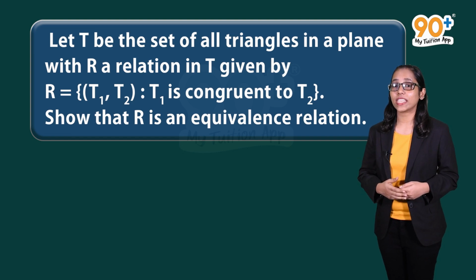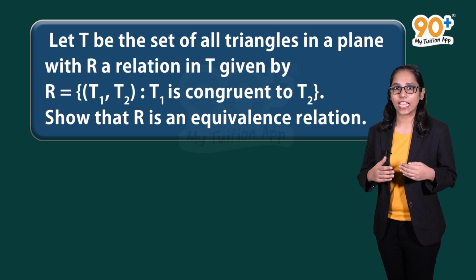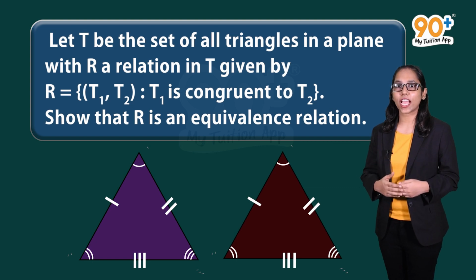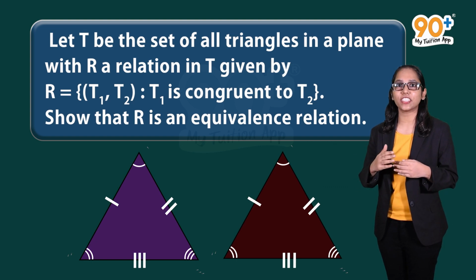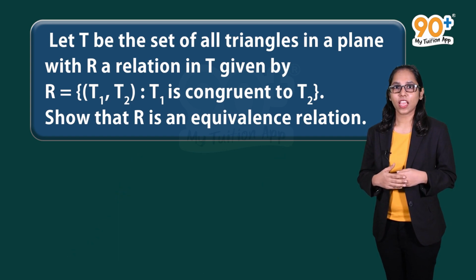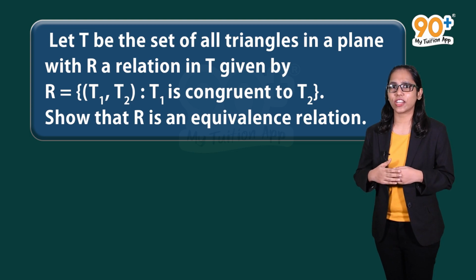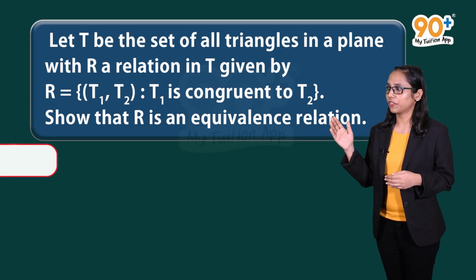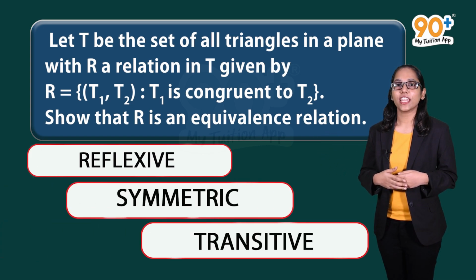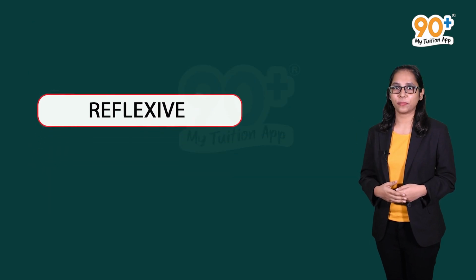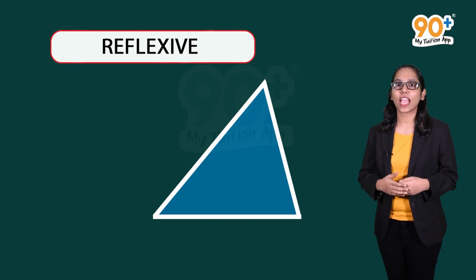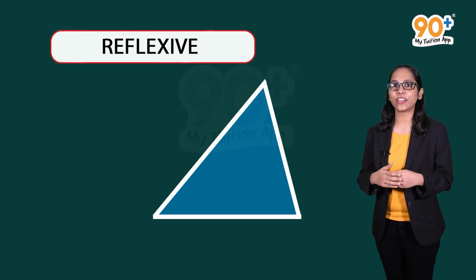Now, when do we say two triangles are congruent? That is, if the sides and angles of one triangle are equal to the corresponding sides and angles of another triangle, then we say the two triangles are congruent to each other. Now, what are the conditions for an equivalence relation? The first one is reflexive, the second one is symmetric, and the third one is transitive. Now let's check for the reflexive property. We know that a triangle is congruent to itself. Thus, we have proved our first property, that is reflexive.